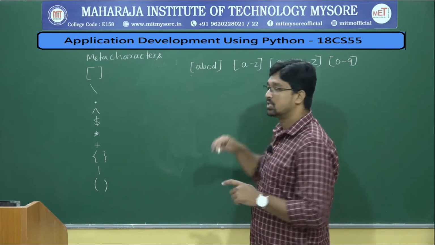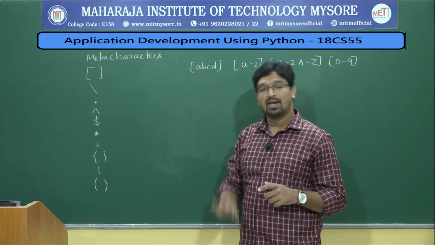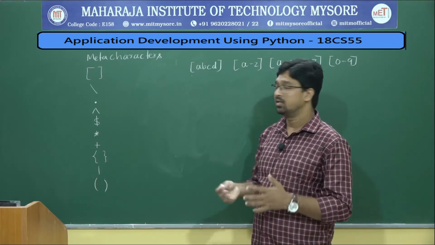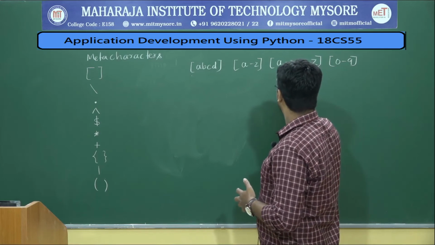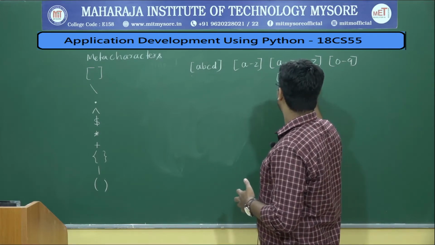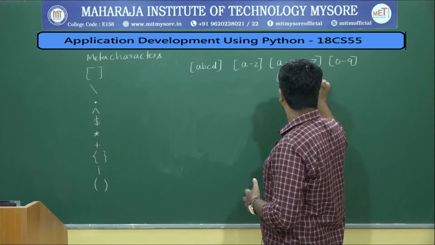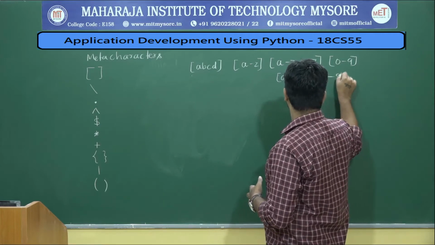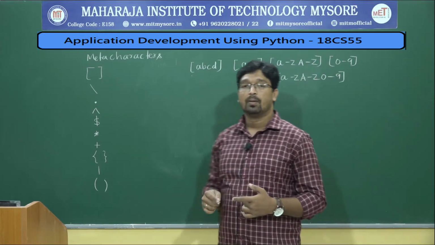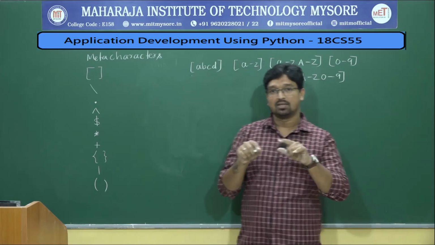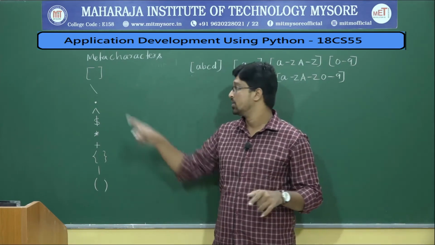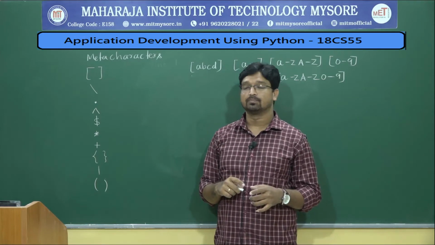Or if you want to match any numbers or any characters, then you can say small a to z, capital A to Z, followed by 0 to 9. So this is how you mention a set of characters to be matched using a square bracket.